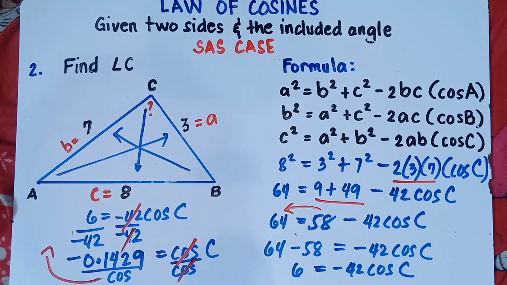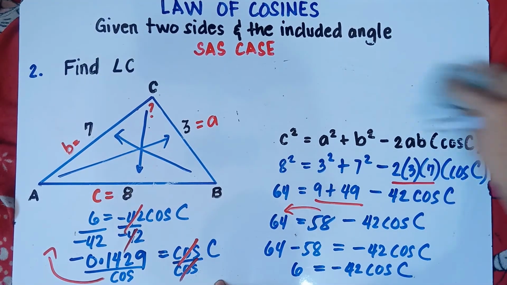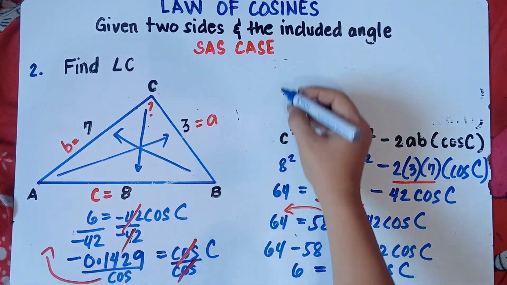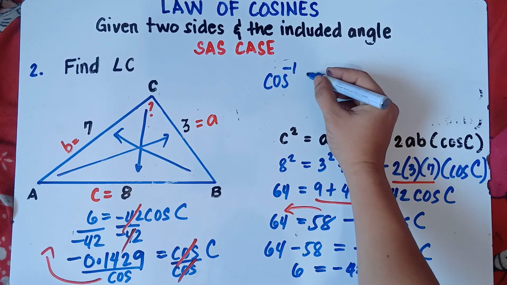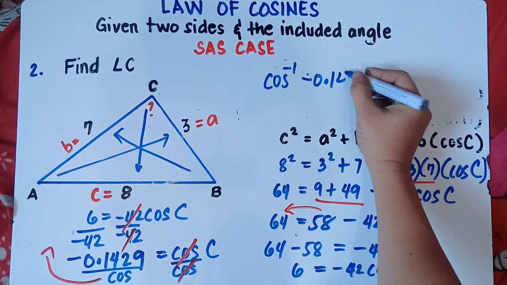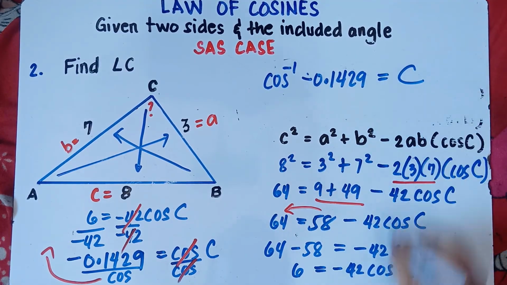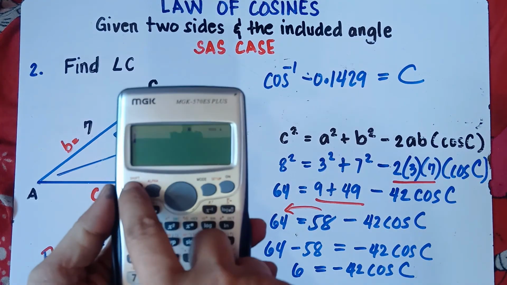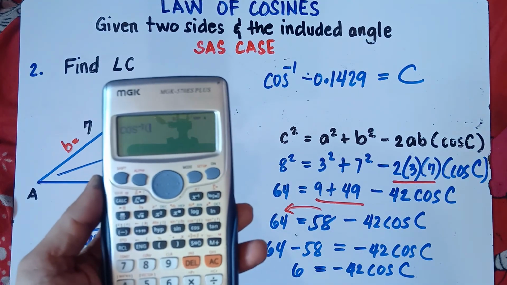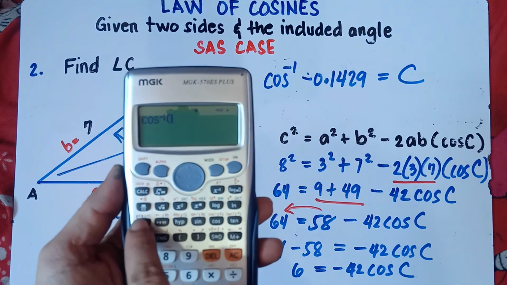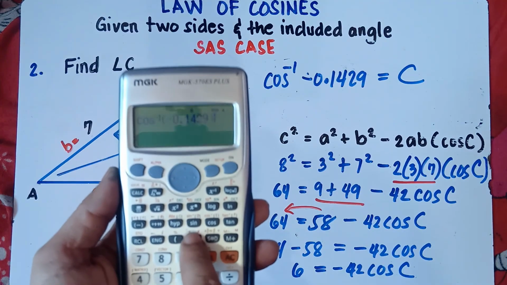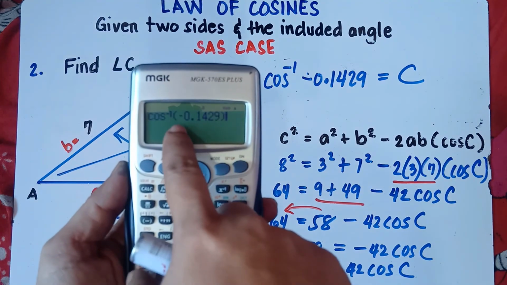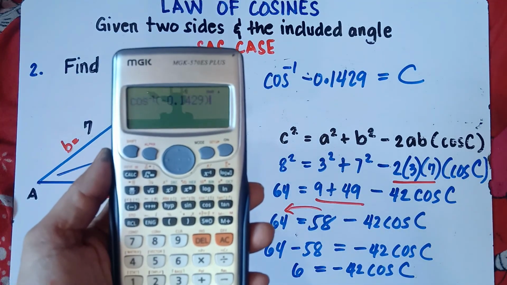We don't have enough space, class. Let me just erase this part. Alright, once you put this cosine on the top, this will be cosine inverse, cosine raised to the power of negative 1. Then copy negative 0.1429 equals C. So press this one in the calculator. So shift, then cosine. So that would be cosine raised to the power of negative 1. Then negative 0.1429, close parenthesis. Do not forget, class, the negative sign, negative 0.1429, equals sign.